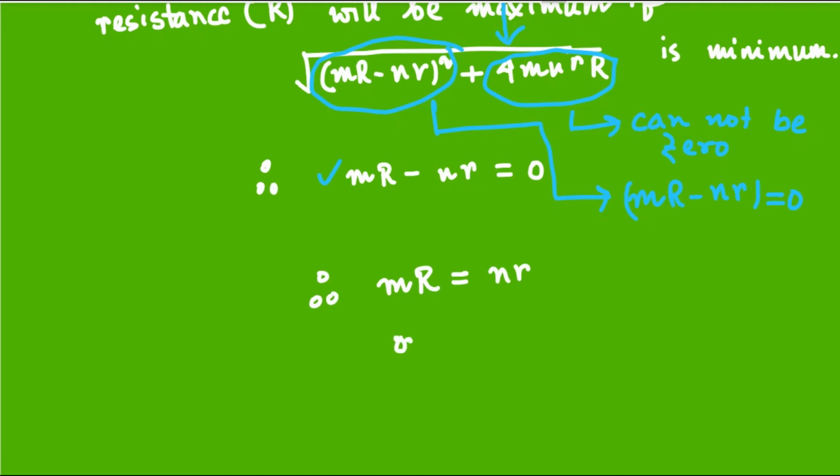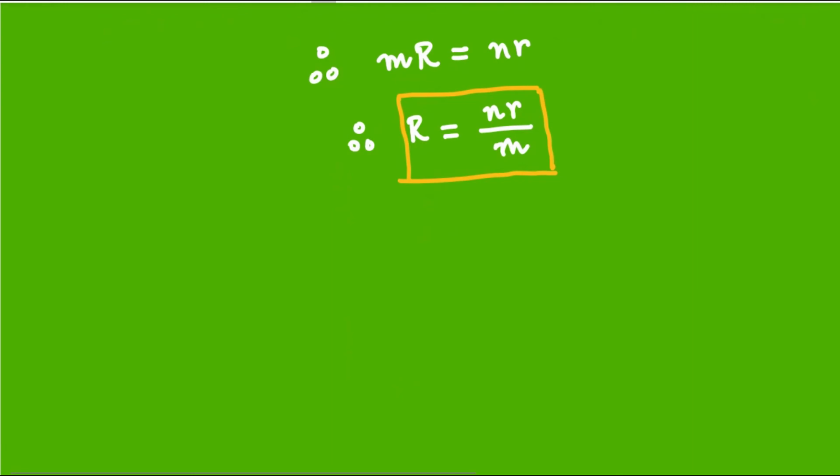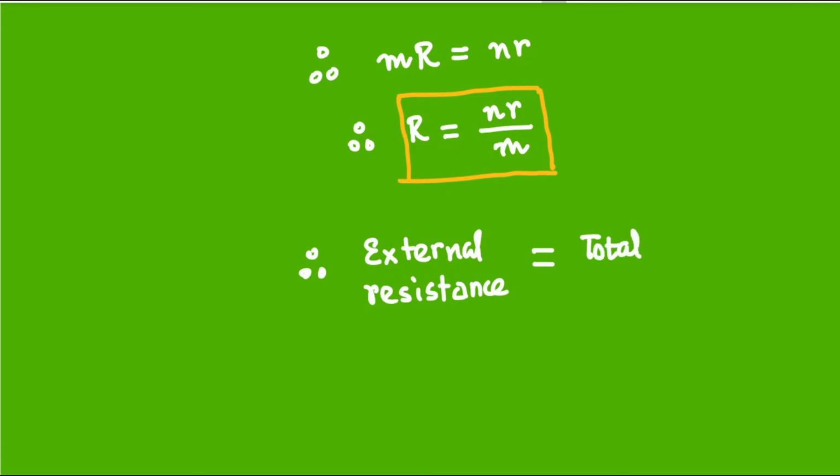Therefore, capital R, the external resistance, equals nr by small m. So this will be the required value of external resistance to be connected to the mixed combination of cells for obtaining maximum current from the mixed combination of the cells. Therefore, R is the external resistance and nr by m is the total internal resistance. External resistance equals total internal resistance.